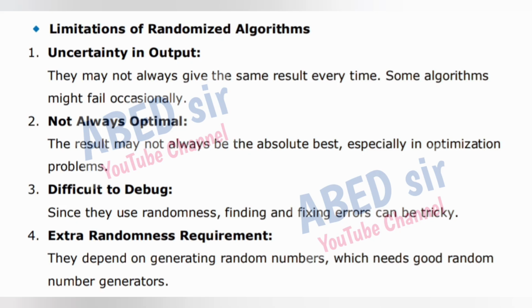Limitations of randomized algorithms. 1. Uncertainty in output. They may not always give the same result every time. Some algorithms might fail occasionally. 2. Not always optimal. The result may not always be the absolute best, especially in optimization problems. 3. Difficult to debug. Since they use randomness, finding and fixing errors can be tricky. 4. Extra randomness requirement. They depend on generating random numbers, which needs good random number generators.